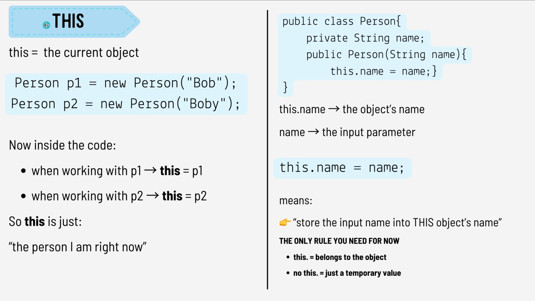The next thing we're learning is this. This is the current object, and when I'm making two objects and I'm working inside the code and I have this, it basically refers to the object. This refers and belongs to the object, and the parameter is just a temporary value. So over here, I made a class, and then I have an instance variable, and I have the person with the parameters of the object over there. So this.name will go to the object's name, and name over here is just the parameter. So the object's name is this one, and the parameter is this one.